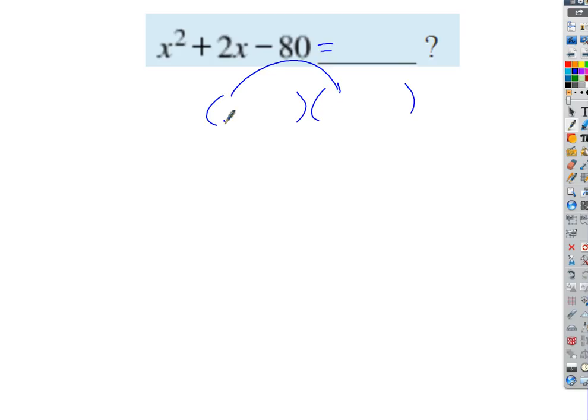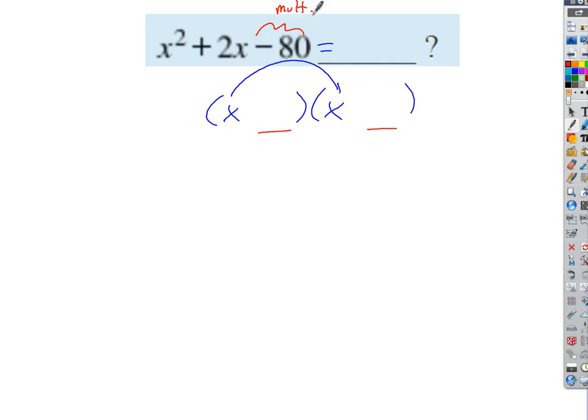X and x, good, right? Because when I distribute, x times x is gonna give me x squared. So I know that much, right? Now I just gotta go find the numbers. What do the numbers have to do? I just need to fill in the blanks here with the numbers that fit this quadratic, right? What do they have to do though? They have to do two things. They have to multiply to what? Negative 80, right? They gotta multiply to this number.